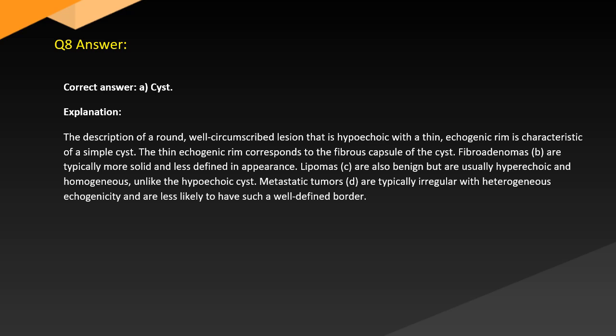Answer. Correct answer: A. Cyst. Explanation. The description of a round, well-circumscribed lesion that is hypoechoic with a thin echogenic rim is characteristic of a simple cyst. The thin echogenic rim corresponds to the fibrous capsule of the cyst. Fibroadenomas (B) are typically more solid and less defined in appearance. Lipomas (C) are also benign but are usually hyperechoic and homogeneous, unlike the hypoechoic cyst. Metastatic tumors (D) are typically irregular with heterogeneous echogenicity and are less likely to have such a well-defined border.